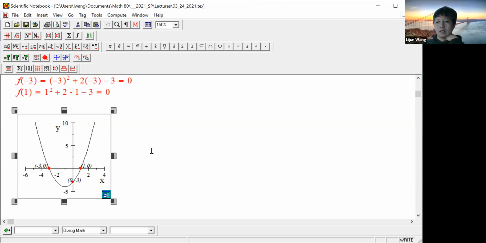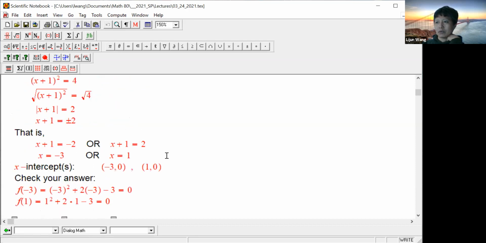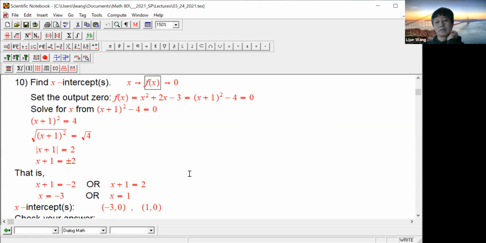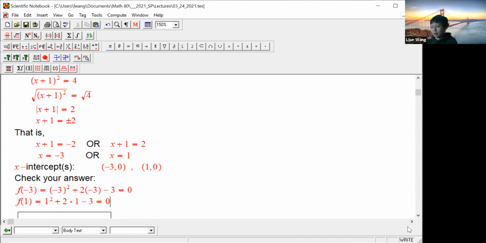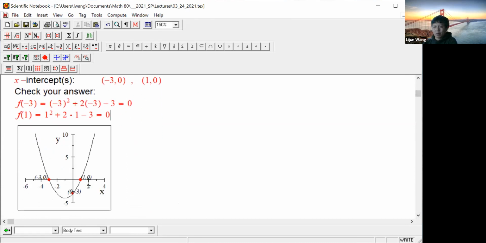Now, we did number 10. I scroll back. I want you to see how we have done it. We're setting the output equals 0, and we solve the resulting equation, which we end up with something we were familiar with. And we solve it and we compose the points that we call x-intercepts. And we can check our answers. And we can also mark those points on the graph. You follow me? If I ever ask you guys to do these by hand, I expect you to mark the points the way I did here.